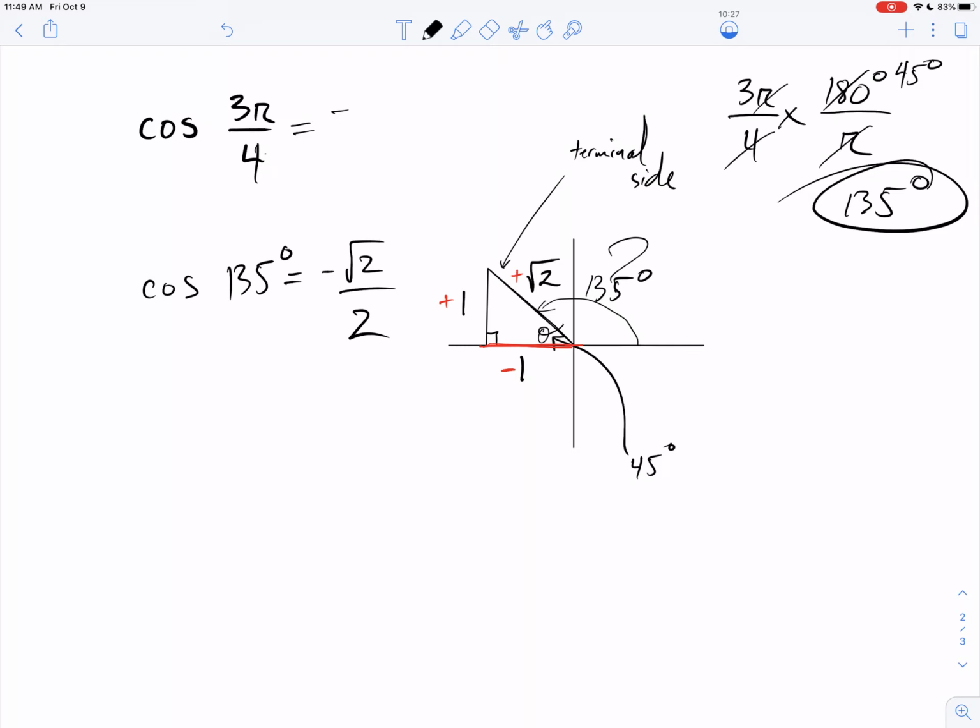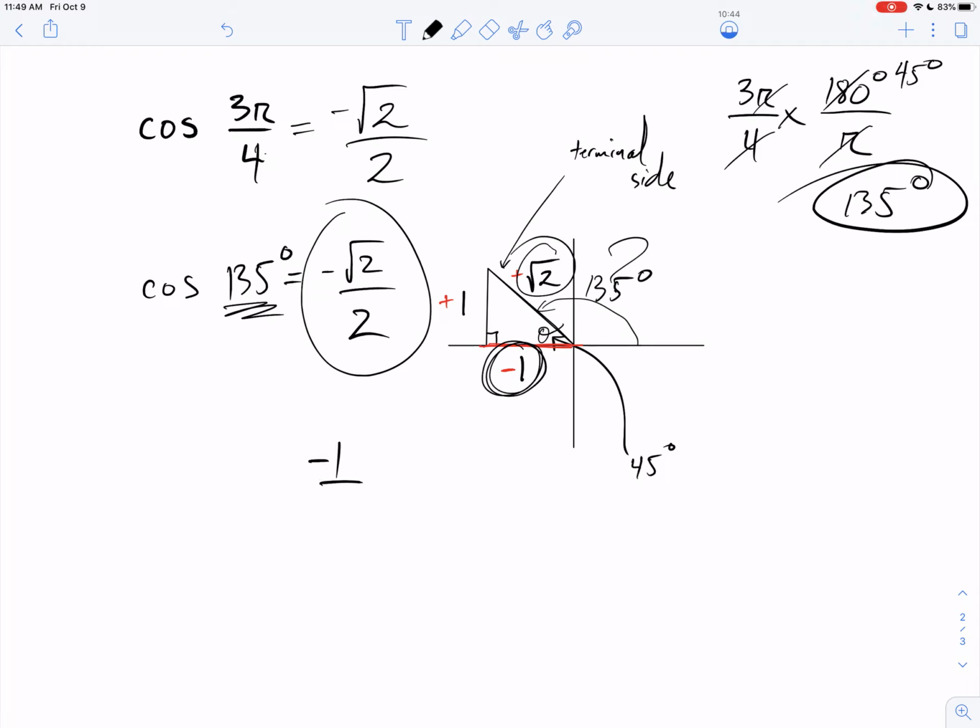The original question said cosine of 3 pi fourths, but I converted it and then I solved it. Because remember, how am I getting my answer? I'm doing adjacent over hypotenuse, but then I get the rad out of the bottom, and I end up, oh, bam, there's my answer. My respuesta.